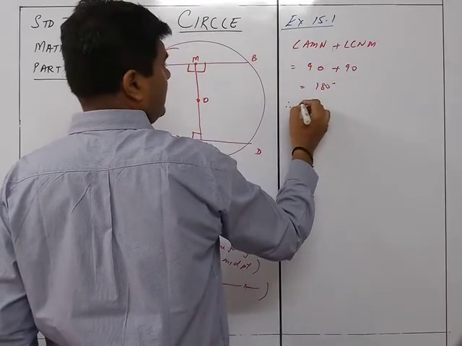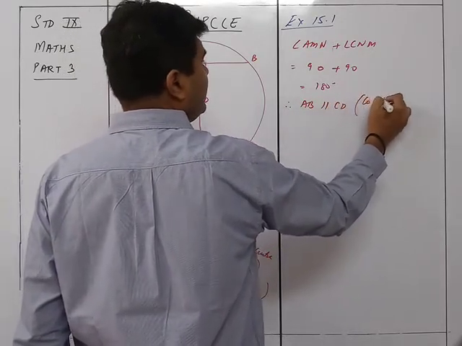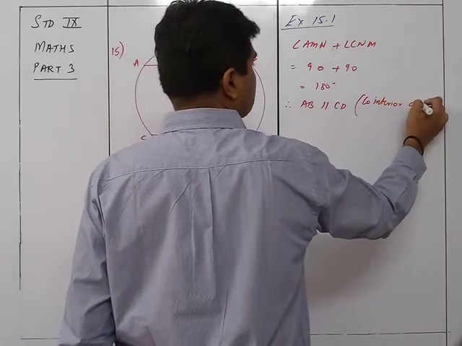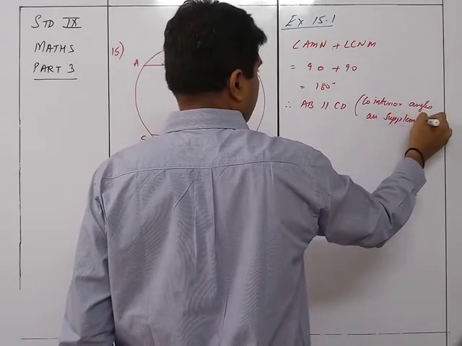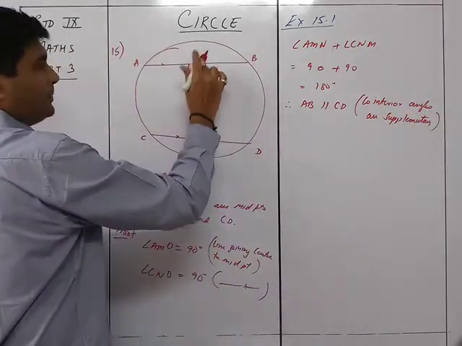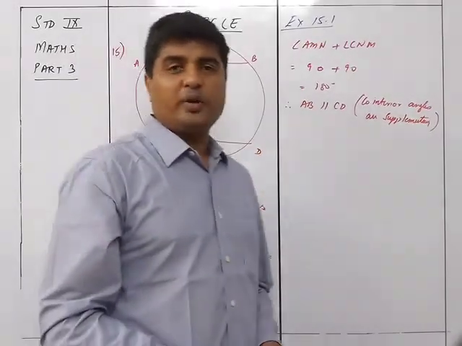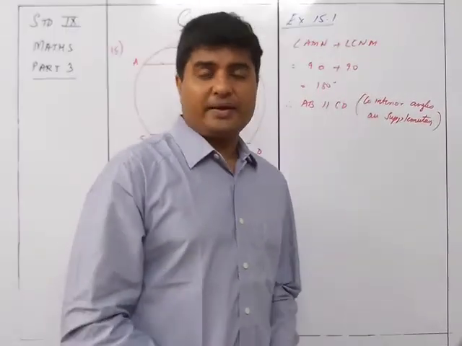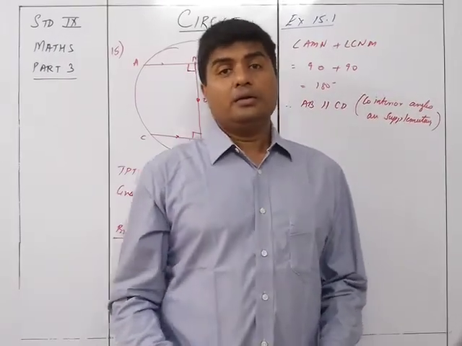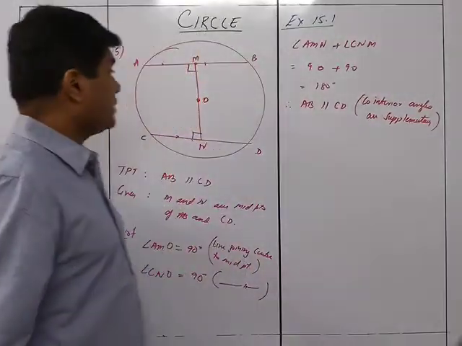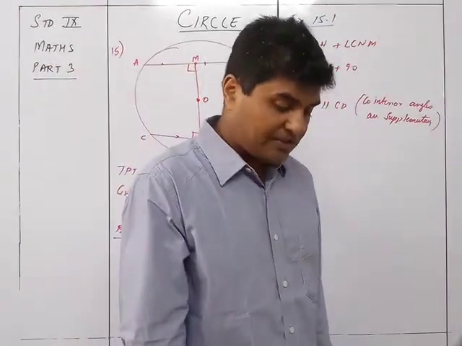Therefore, AB is parallel to CD because co-interior angles are supplementary. So this and this total to 180 degrees, which means the co-interior angles are supplementary. If the co-interior angles are supplementary, then what kind of lines are they? They are parallel lines. So AB is parallel to CD will be the required answer. That was sum number 15.